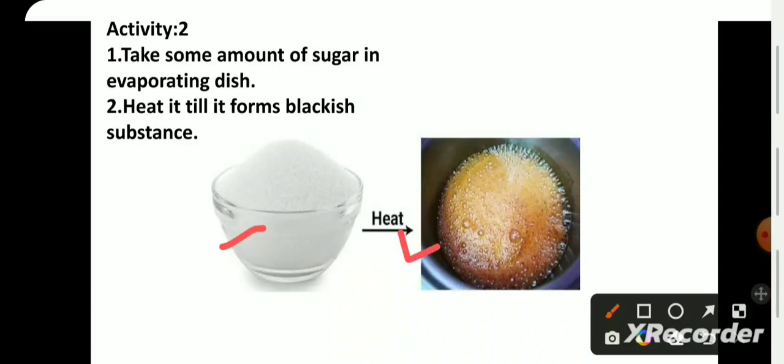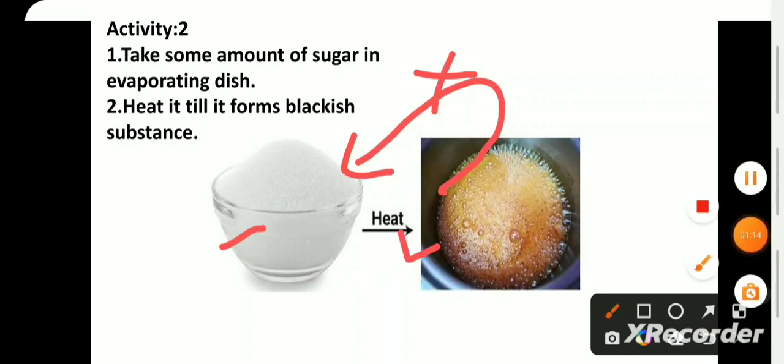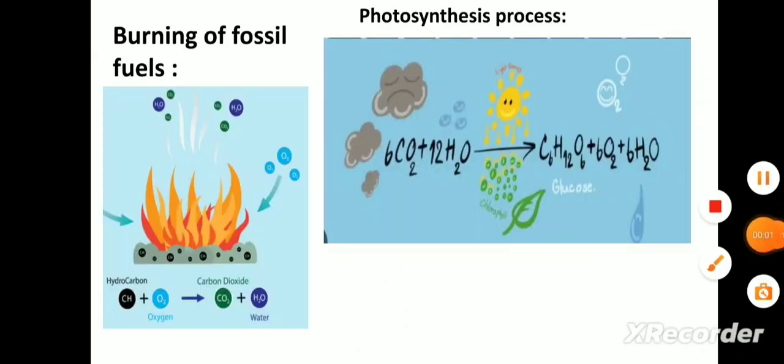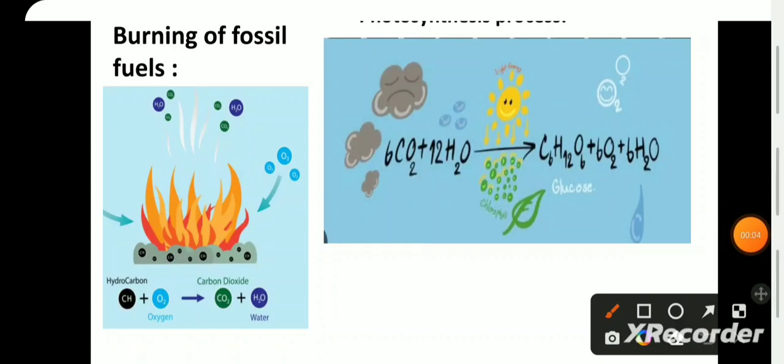After undergoing such a chemical change, from this blackish stuff we cannot get back our original sugar. So, this is a chemical change as we cannot get our original product. So, heating of sugar is also a chemical change. These are more examples of chemical changes.